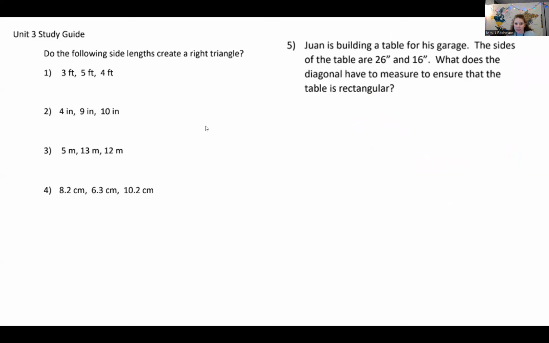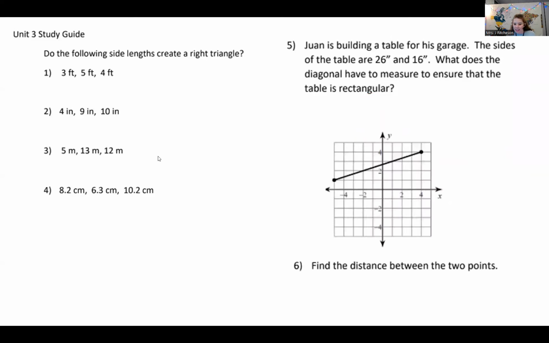All right, the next one, number 6, says find the distance between the 2 points. So remember, we're going to make a right triangle. So either you can make your right triangle below it by making a horizontal and a vertical line, you guys. So that's my horizontal line. That was supposed to be my vertical line, which I can't draw. Or I could even make my horizontal and vertical lines above it.